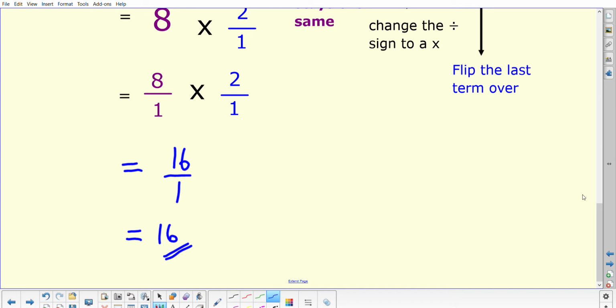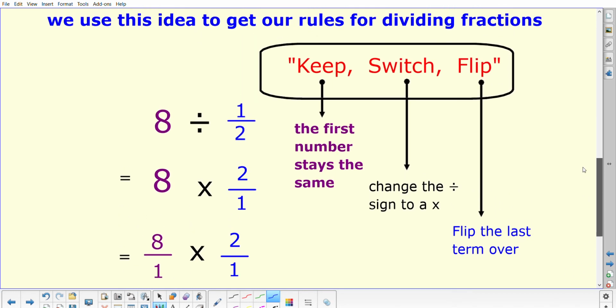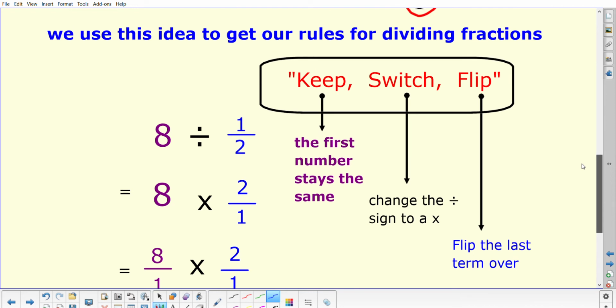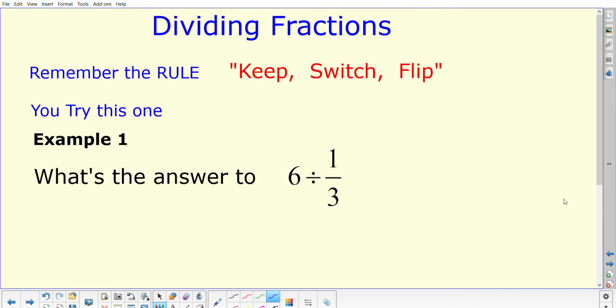So just to recap on that, this keep, switch, flip is the method that we're going to use to help us do dividing by fractions. So we could do the same thing with this example here. So if you'd like to have a go before I write down the answer or talk you through it, then again pause the video and then you can check your answer.